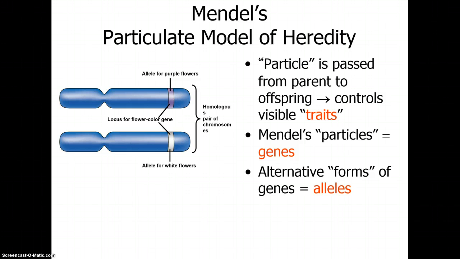Okay, so pretty amazing stuff just by observing and counting thousands of pea plants. Mendel's able to come up with this model of heredity saying, okay, there are these particles that are passed from parent to offspring. And there are different forms of these particles, like we have a spherical seed particle, and then we have a wrinkled seed particle, or we have a purple seed particle and a white seed particle. Okay, pretty amazing, pretty awesome.